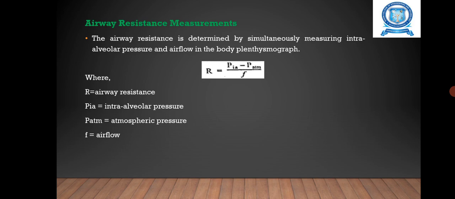Next we are going to see the airway resistance measurements. It is determined by simultaneously measuring the intra-alveolar pressure and the airflow in the body. So the airway resistance can be given by the relation R equals PIA minus PATM divided by F. So R is the airway resistance, PIA is the intra-alveolar pressure, PATM is the atmospheric pressure, and F is the airflow.